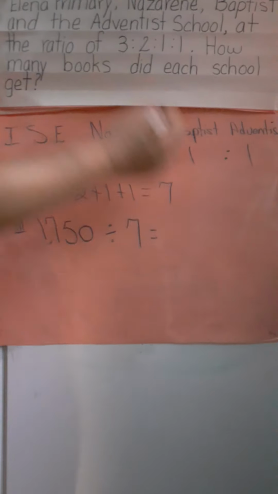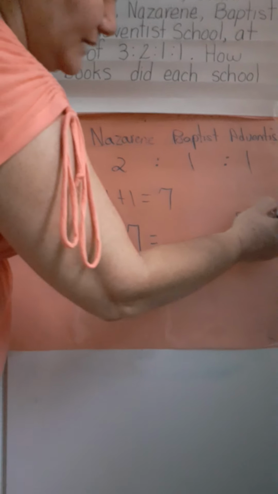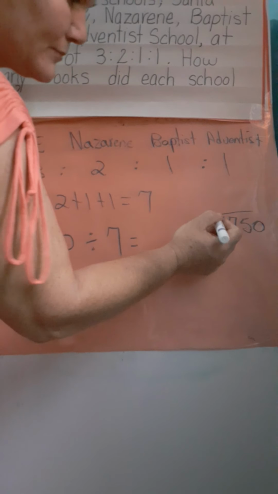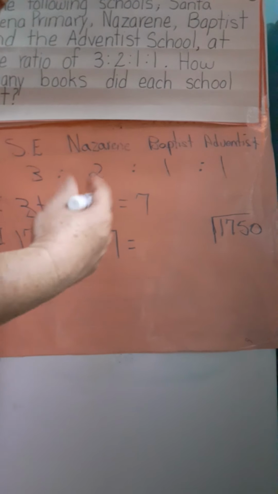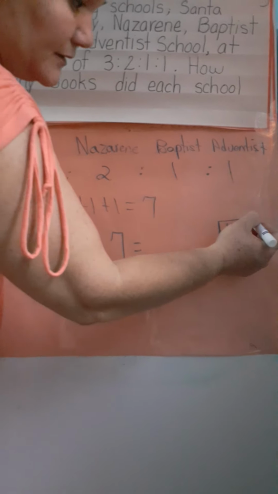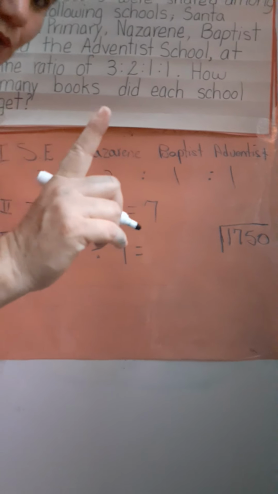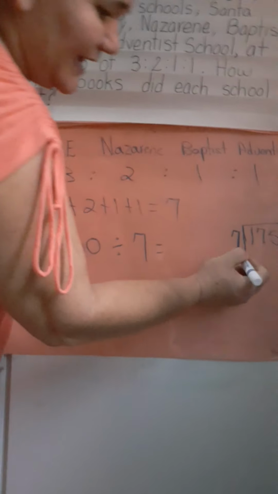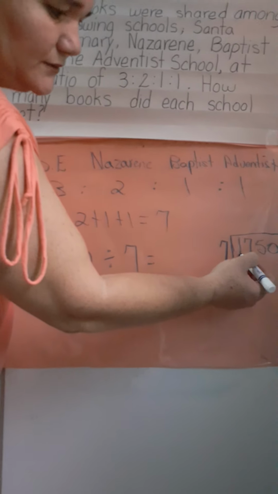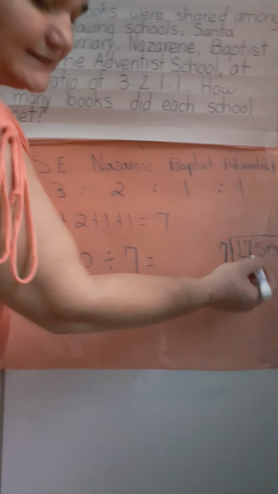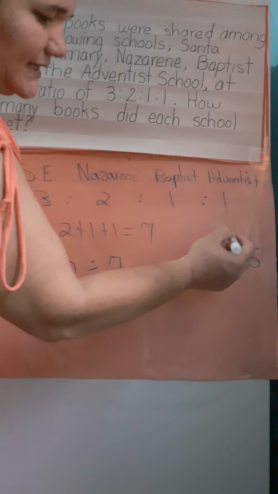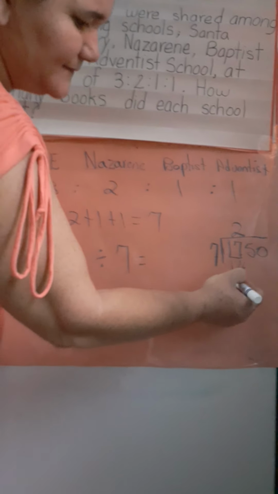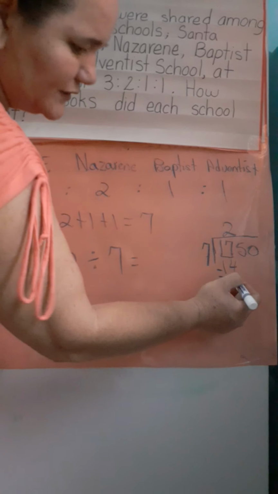Okay? So we go to our rough work and we say 1,750. You can use short division or you can use long division. Make sure that you show me your working out. Don't send me just the answer or else I will not check it. We divide by 7. 7 into 1 cannot, so we take the 17. 7 into 17 is 2. 2 times 7 is 14. 17 minus 14 is 3.